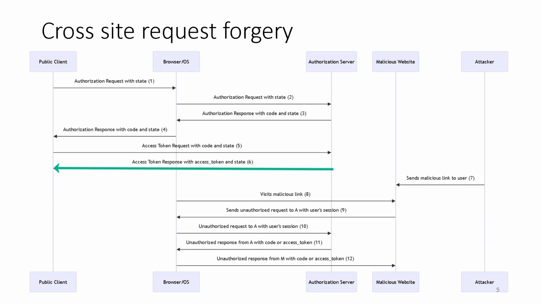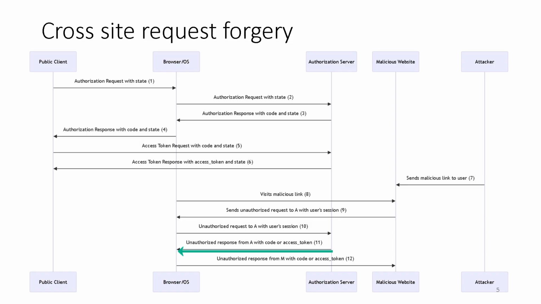So in this case, the attacker sends a malicious link to the user, which leads to a malicious website that is controlled by the attacker. The user visits the malicious link in their browser or operating system without knowing that this is malicious. The malicious website sends an unauthorized request to the authorization server using the user's browser session, which may contain cookies or other credentials. The request can either initiate a new authorization flow or use an existing authorization code or access token to access the protected resource.